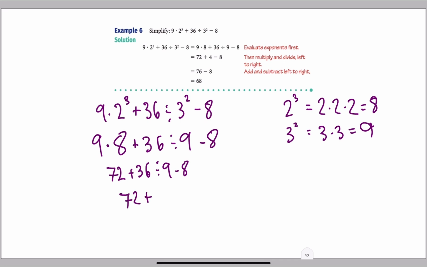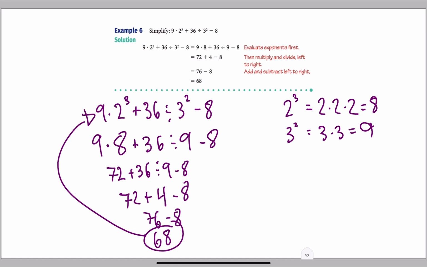So it's 72 plus, what's 36 divided by 9? That's 4 minus 8. Should I do 4 minus 8 right now? No, I have to go from left to right when I do addition and subtraction. So I'm going to go back to the left, like a typewriter here, and I'm going to look at the left. 72 plus 4, and that's 76 minus 8. 76 minus 8, it's going to be 68. So 68 is the simplified form of that. Simplify means repackage it into a single number if you can. And in this case, we were able to.